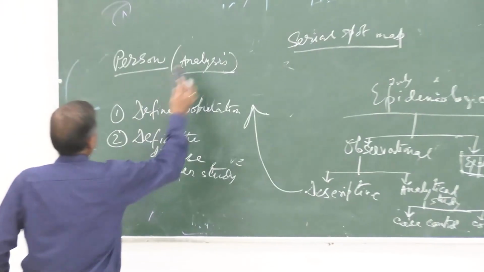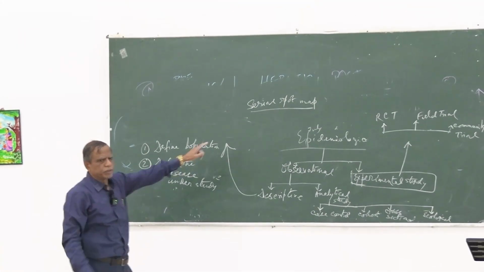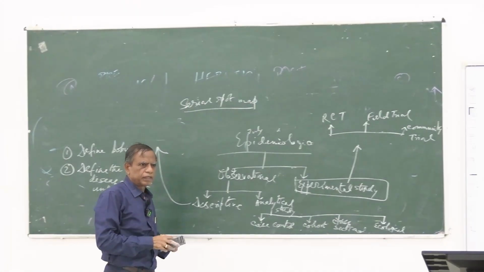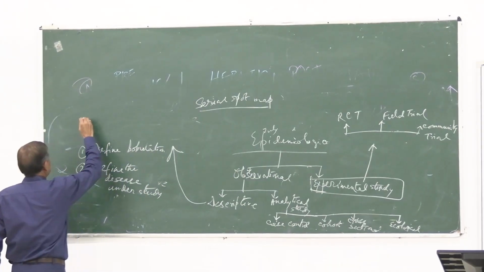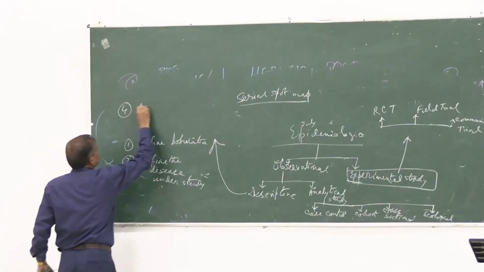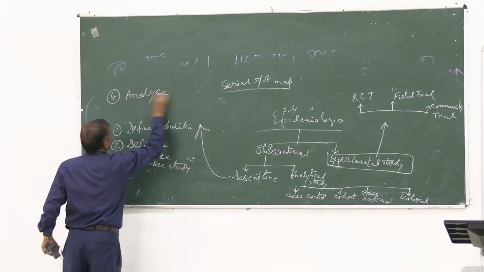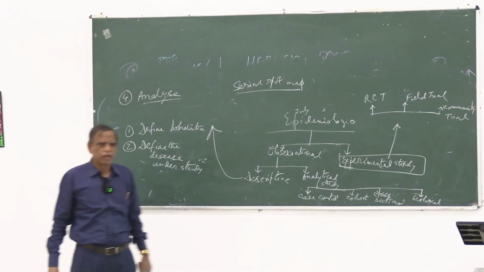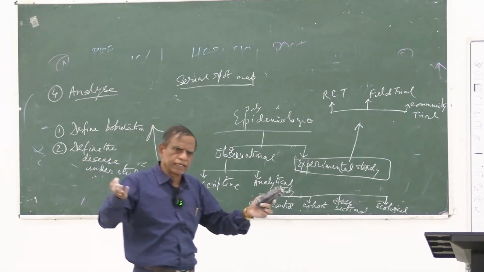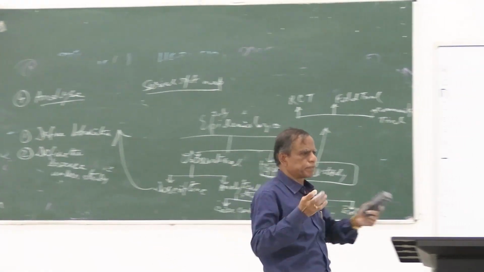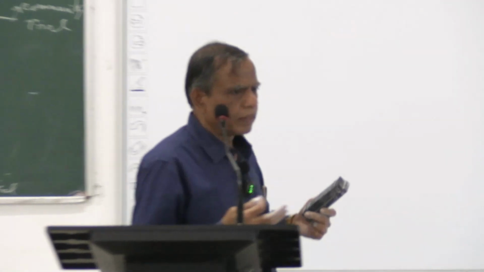Next point is the distribution of time, place and person. Then after collection of data, you have to analyze. You have to analyze how many people are suffering out of the total number of children you surveyed. So you will calculate the rate, and after that you will compare in various groups.